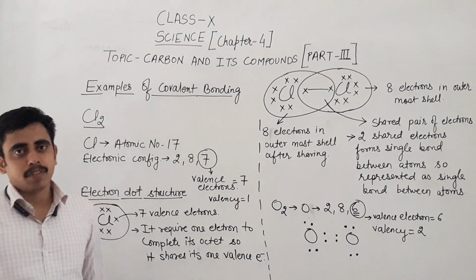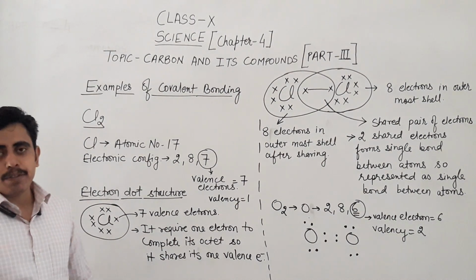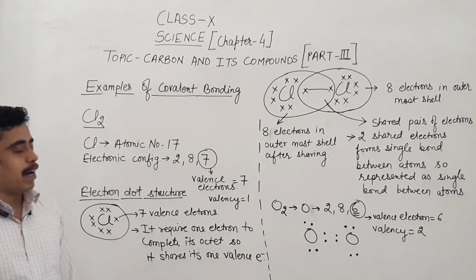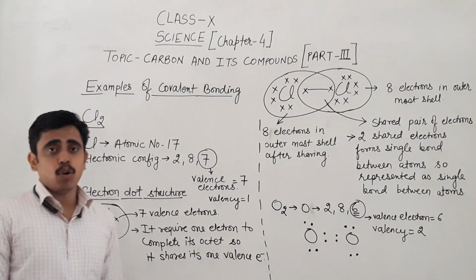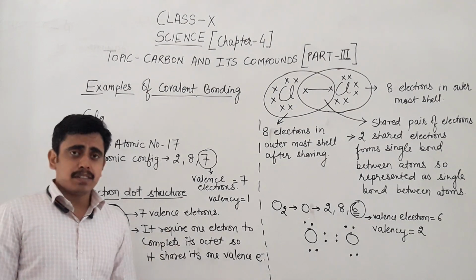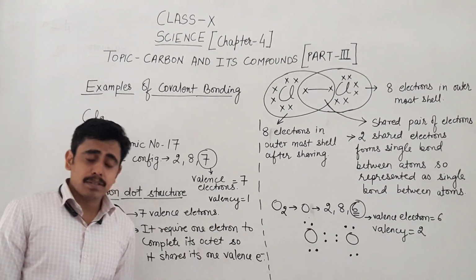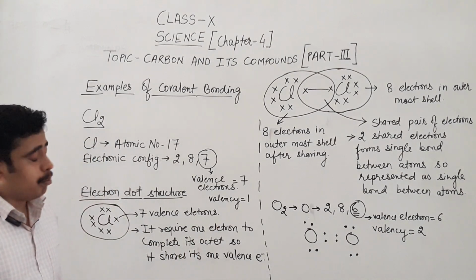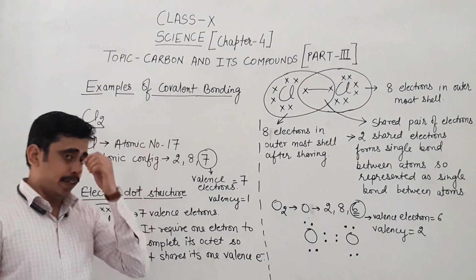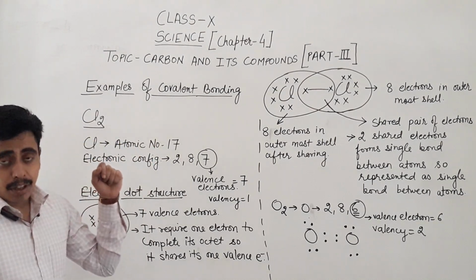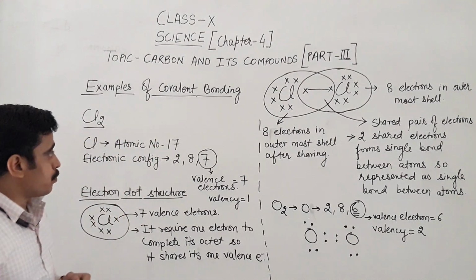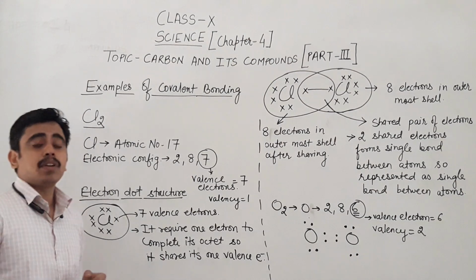Namaste to all. In the previous video, we have seen the hydrogen molecule forming by the covalent bonding. Let's see some more examples of the molecules forming by the covalent bonding. Chlorine. Chlorine is a molecule which is formed by the covalent bonding.